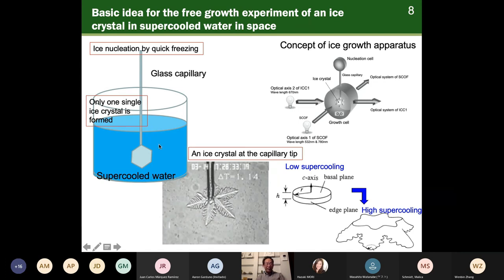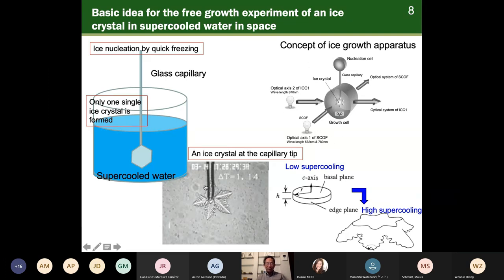This is an easy experiment on the ground, but it's not easy to do in space. In order to realize this experiment, we developed a growth cell like this. We prepare a very small growth cell and also a nucleation cell, and the water sample is filled in the growth cell. When the supercooling state is achieved, the nucleation cell starts to nucleate the ice crystal. Then the ice crystal starts to grow in the capillary, and finally you can obtain the beautiful pattern.